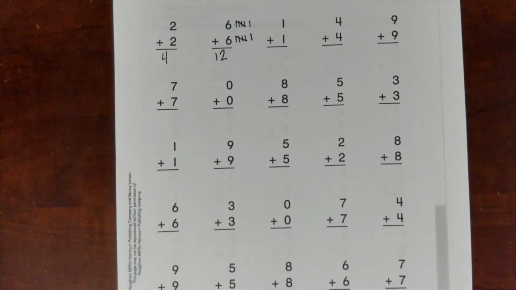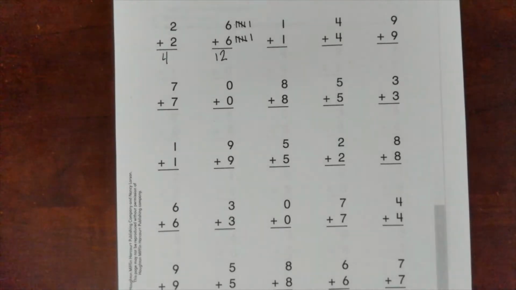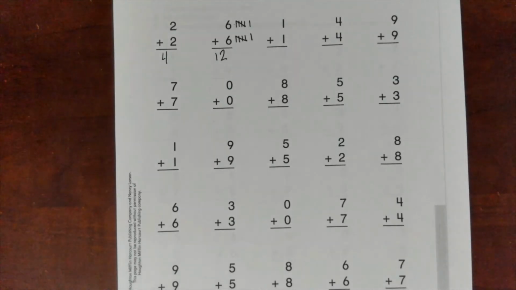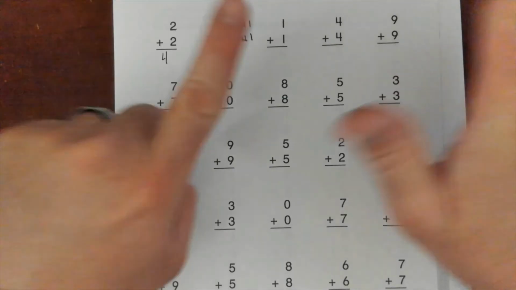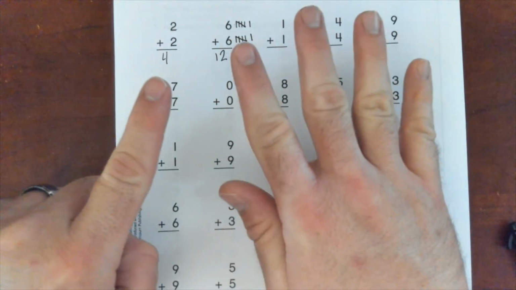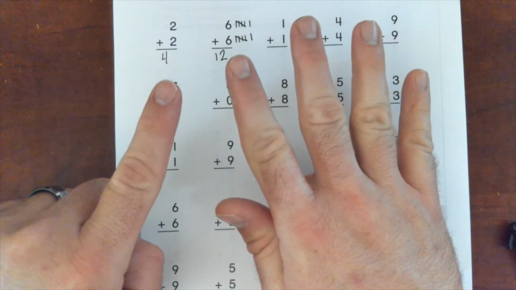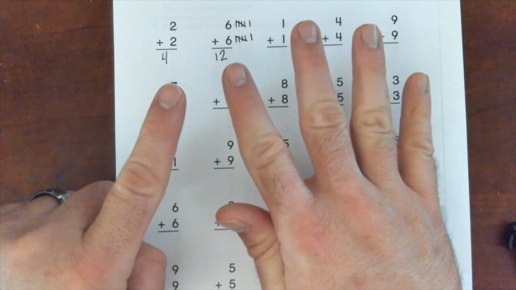Another way we could look at this is by using our fingers. Okay? And what I could do is I could hold up my 6 fingers, like we were talking about, and I could count them twice, like this.